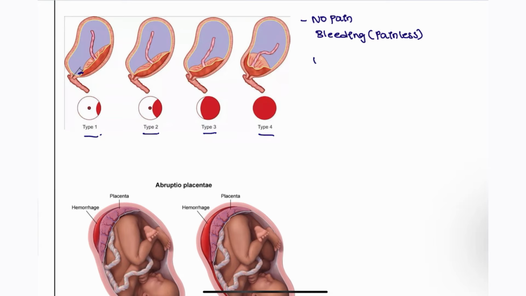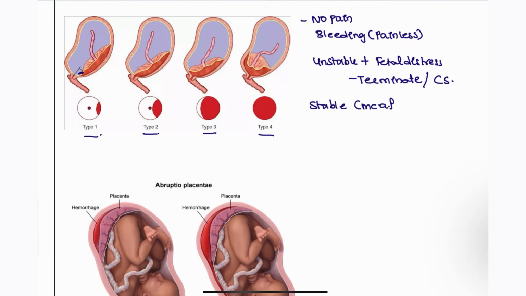First, if the patient is having unstable vitals and fetal distress, and you have to terminate, how are you going to proceed for this patient? Caesarean section is the choice. If the patient is stable, then you have to follow the McAfee regimen. This is known as the McAfee and Johnson regimen.